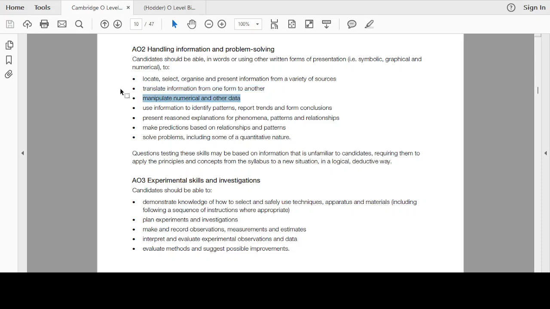So you're using values again taken from a graph and then you plug them in perhaps in a formula or something else. These assessment objectives are pretty much the same for the sciences. So you'll find the same assessment objectives for chemistry and physics as well.